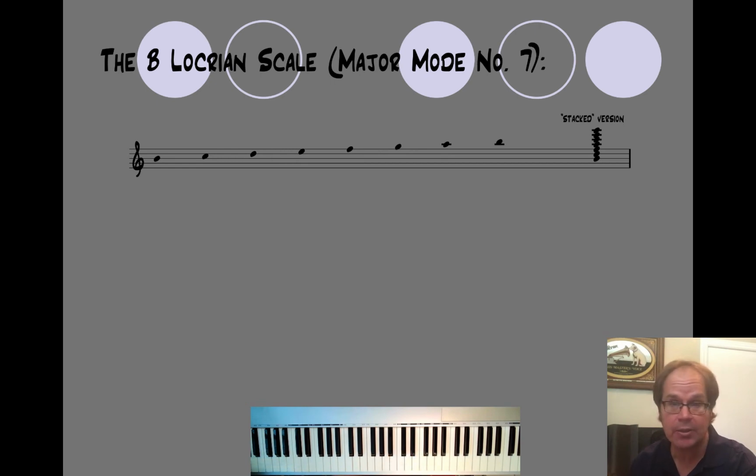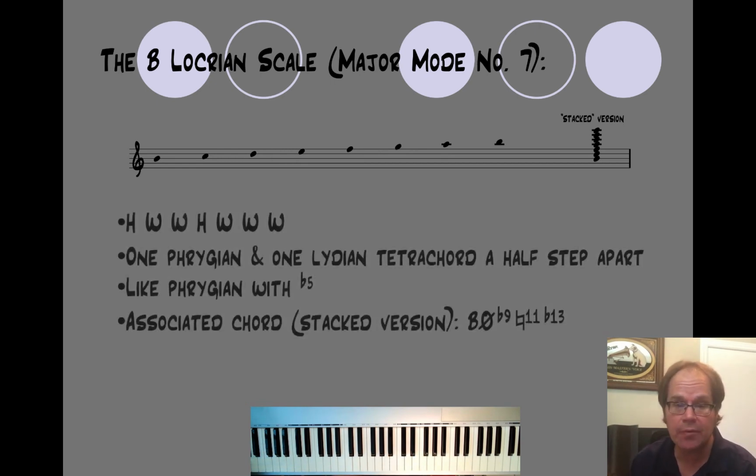Very, very dark sounding scale. Starts off with a half step. Actually has a flatted fifth in there. It's like a Phrygian tetrachord and a Lydian tetrachord, a half step apart, right? It's kind of like a Phrygian scale with a flatted 5, another way to look at it.